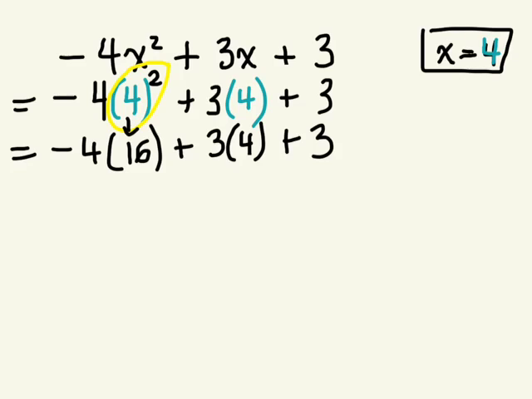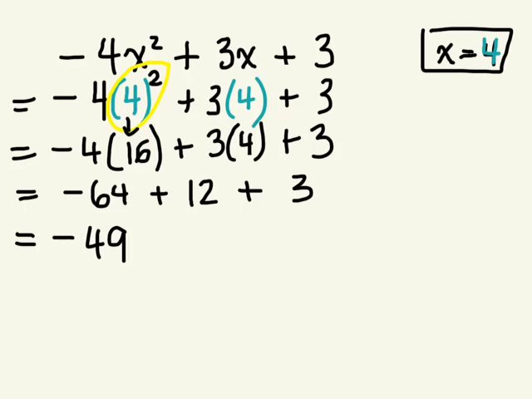Multiplication or addition? Good. What's negative 4 times 16? Negative 64. Plus, what's 3 times 4? Plus 3. So, calculate this. Negative 64 plus 12 plus 3. What do you get? Negative 49 is the final answer.